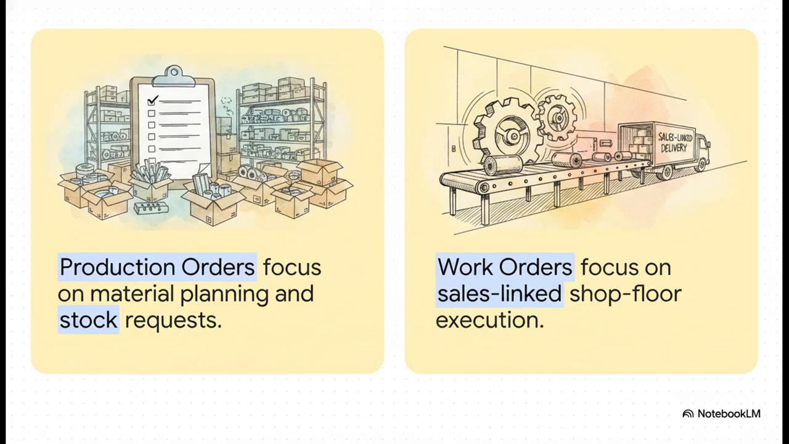Production orders are super focused on material planning, just making sure you have enough stock to build a thing. Work orders, on the flip side, are designed to directly execute a sales-linked manufacturing process right on the shop floor. For PrimeCut, since we are building this specifically for a waiting customer, we're going to go ahead and use a work order.